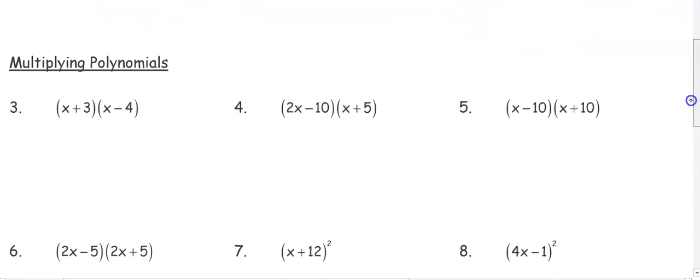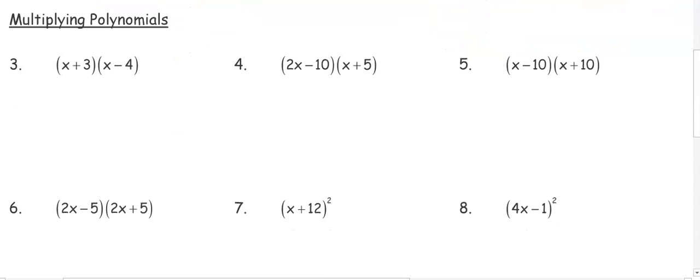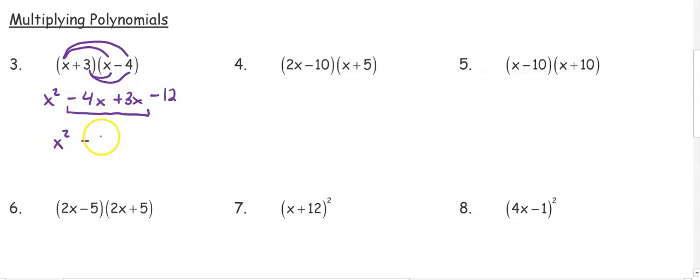The second topic then is multiplying polynomials. So when we are multiplying polynomials, remember if you multiply an x times an x, it becomes an x squared. So first we're going to distribute the first term. We're going to do x times x, which gets us x squared, x times negative 4, which is negative 4x. Then we're going to do the same thing with the 3. 3 times x is 3x. 3 times negative 4 is negative 12. So these x's can combine together, and that gets us x squared minus 1x minus 12.